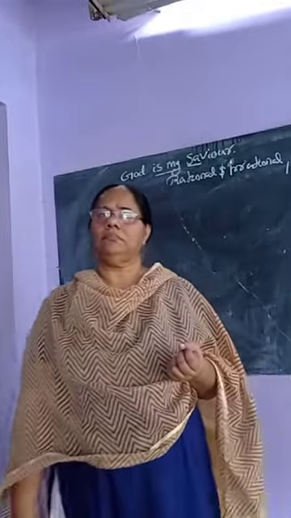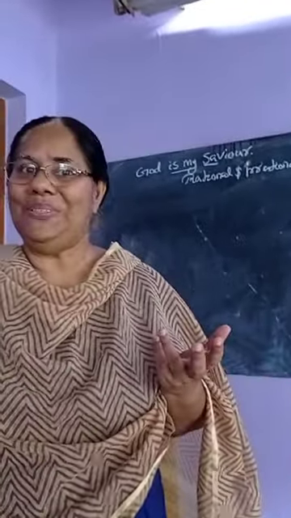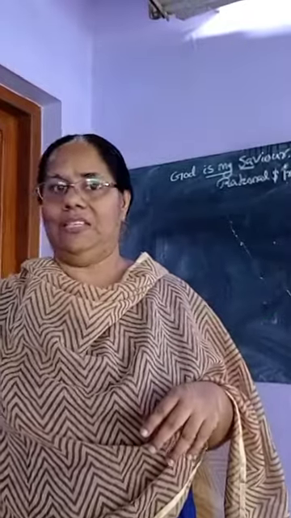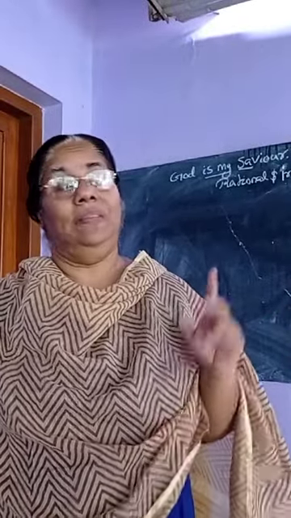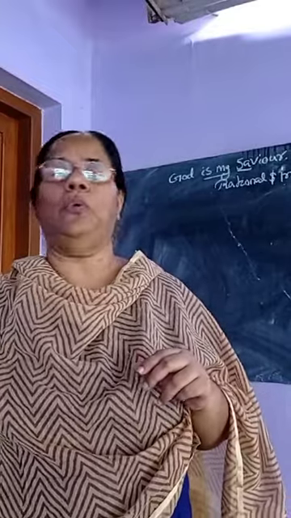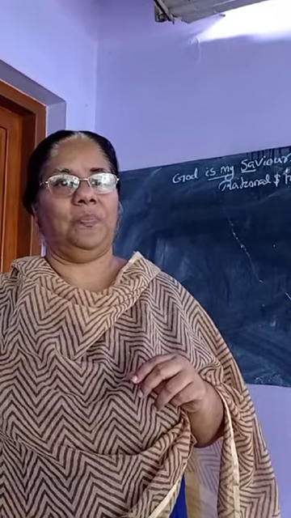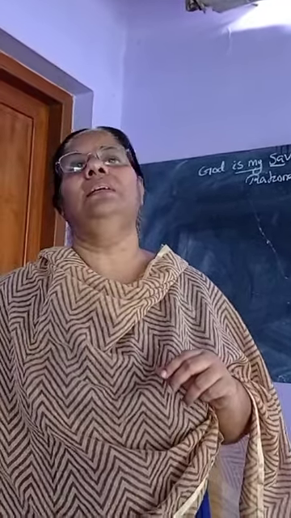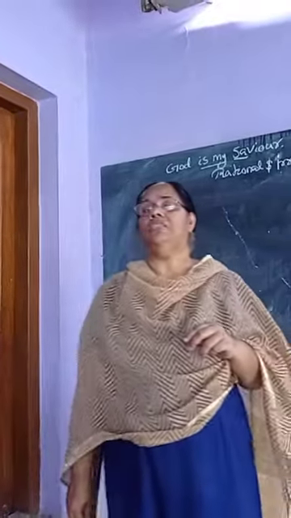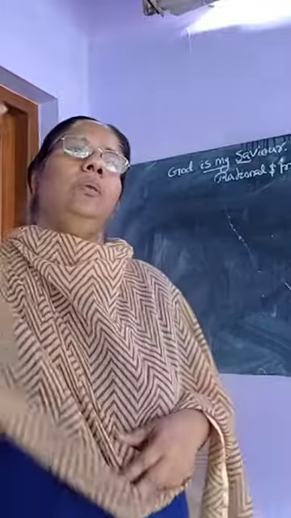Now, in the previous class, we learned how to prove that root 2 is an irrational number. In that case, I gave one homework: to prove root 5 is irrational. Okay. Now, the next one is the same irrational number continuation.